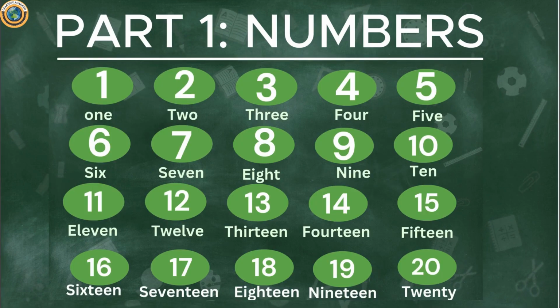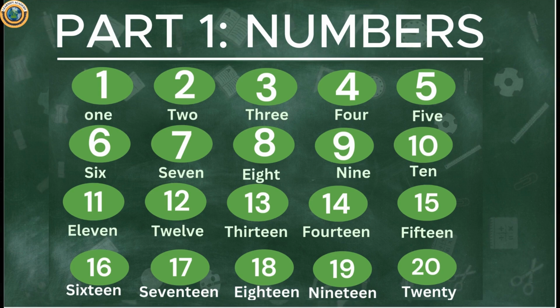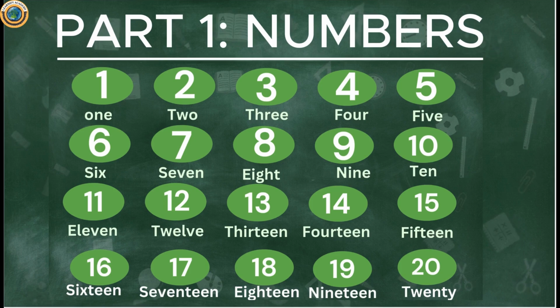Numbers. Let's begin with numbers. Numbers are everywhere, on clocks, money, dates, and addresses. First, we will learn numbers from 1 to 20, then move on to larger numbers. Read and repeat after me.